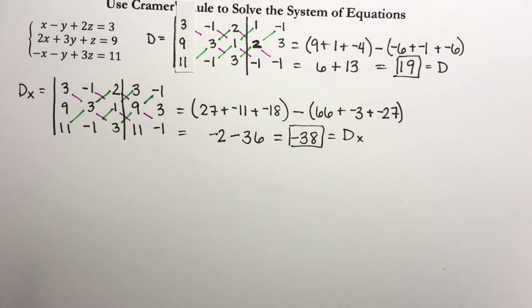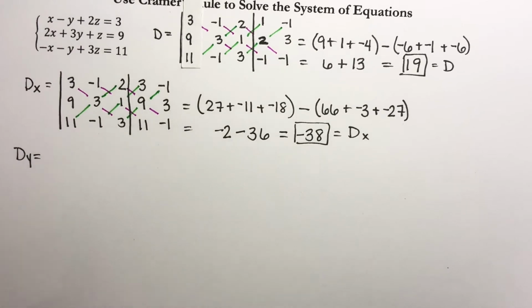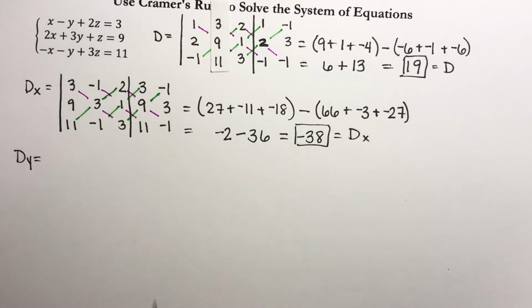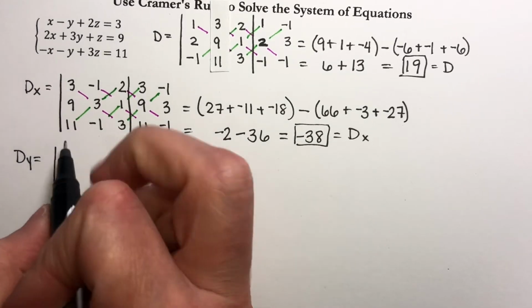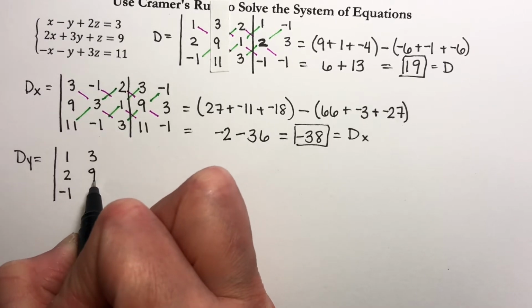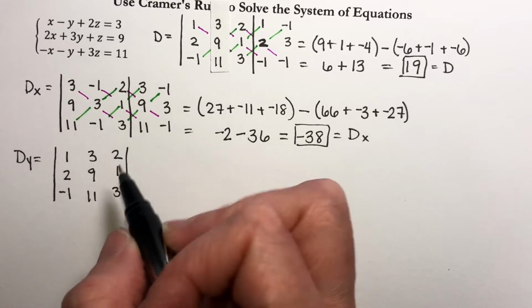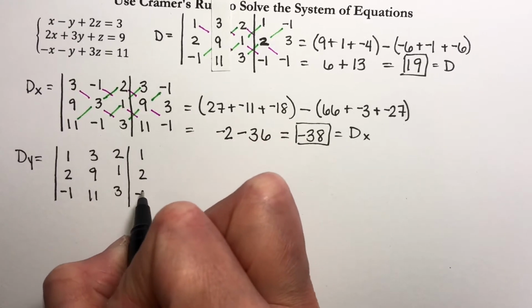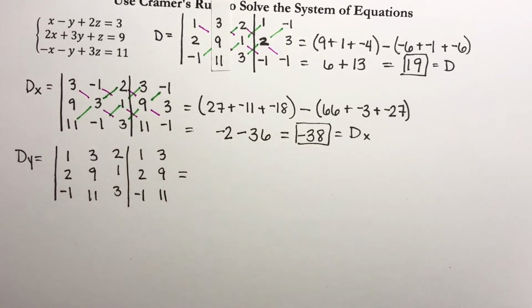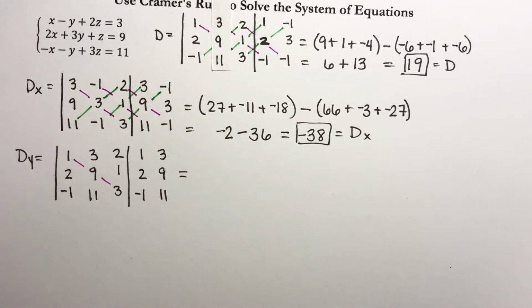Okay? So let's find dy. Now for dy, we don't cover up our x's, we cover up our y's, and we calculate our new determinant. So this is 1, 2, negative 1, 3, 9, 11, 2, 1, 3. Now recopy your first two. Okay. Now let's multiply. 1 times 9 times 3.